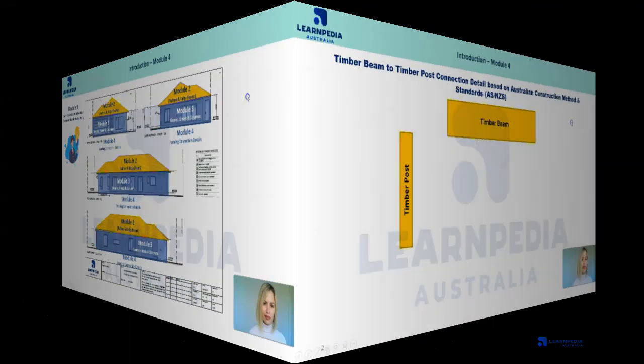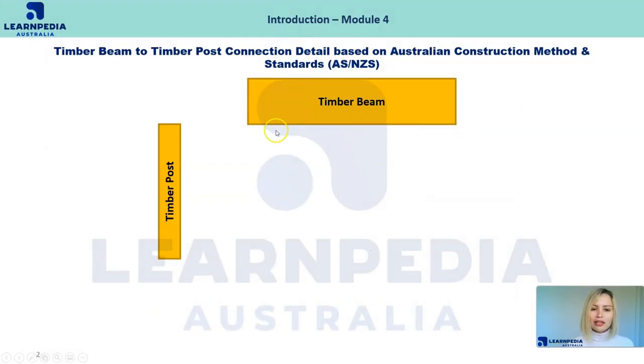Now, let me give you an example. Let's say there's a timber beam and timber post. So in Module 2 and 3, you design rafters, beams and posts. Now you need to specify how to connect this timber beam to the timber post. How would you do that? You need to make sure the connection detail that you specify is a common connection detail in Australia.